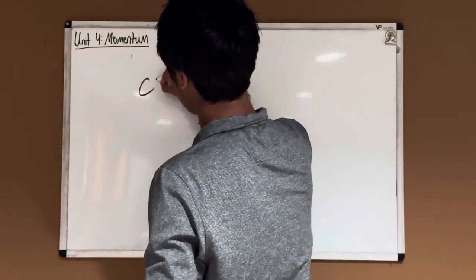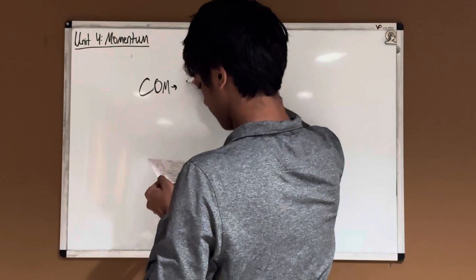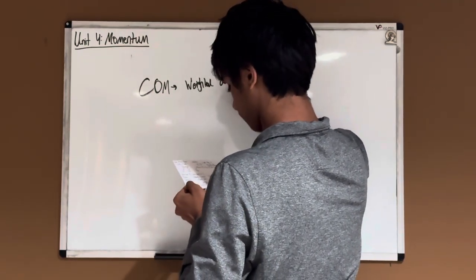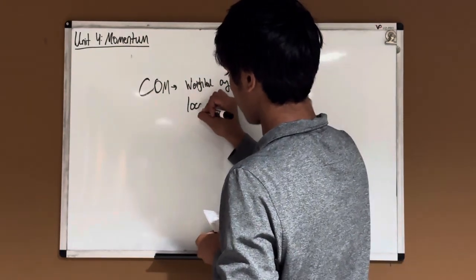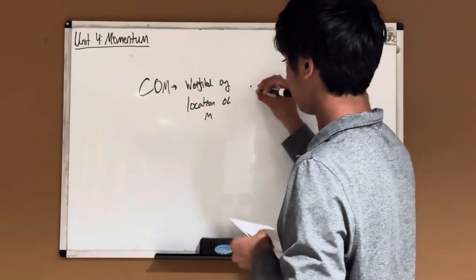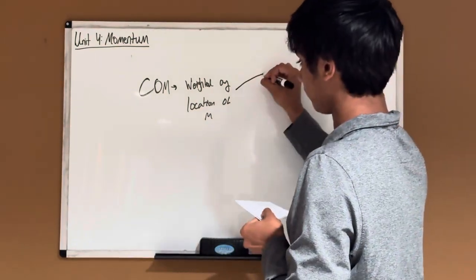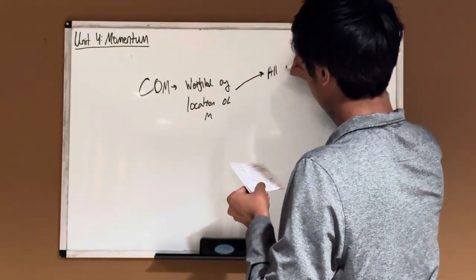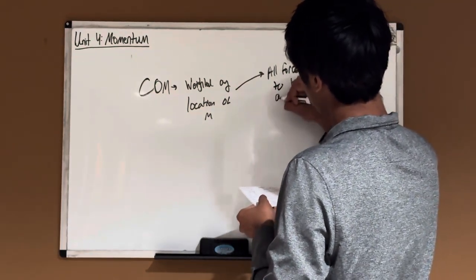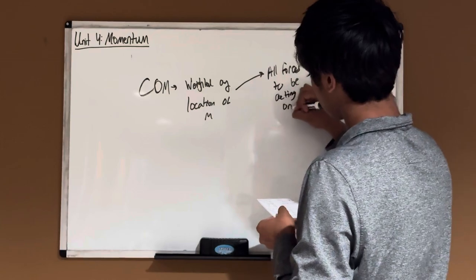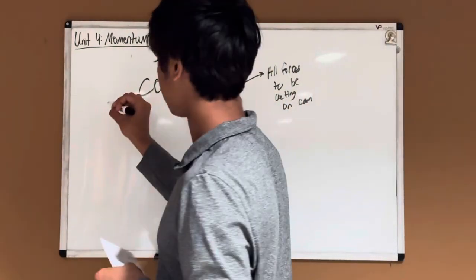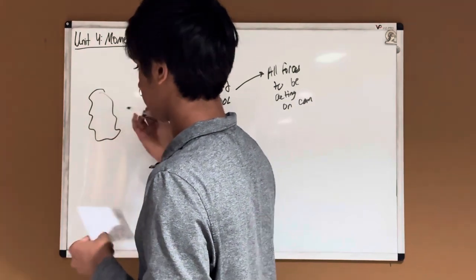The center of mass is the weighted average location of mass in a system. The reason center of mass is useful in physics is that we can describe all forces as acting on the center of mass. So for example, let's say we have an object like this, and the center of mass is here.